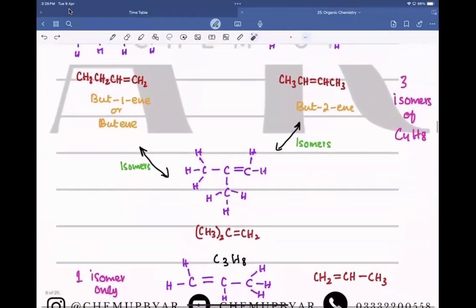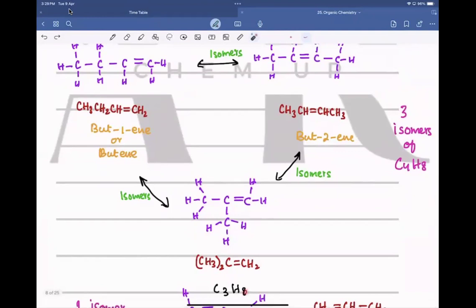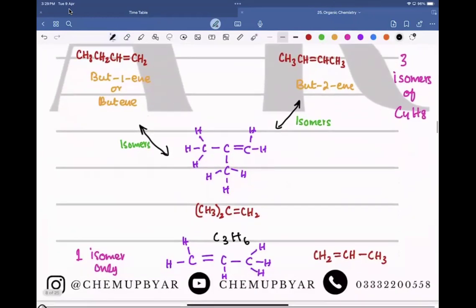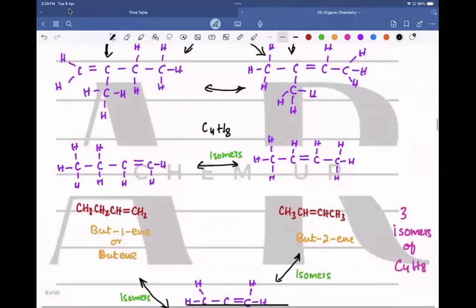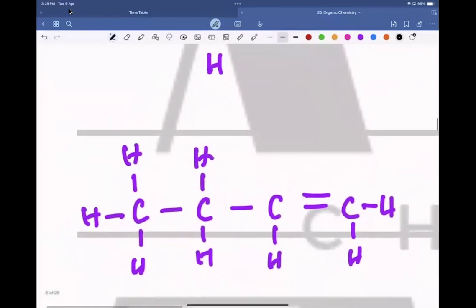Sir, what kind of question comes from this? They will sometimes give you one structure and ask you to draw the other one. Draw the other isomer. That's how they ask you. For example, the examiner has given you this structure like this and told you to make one branch isomer of this one.